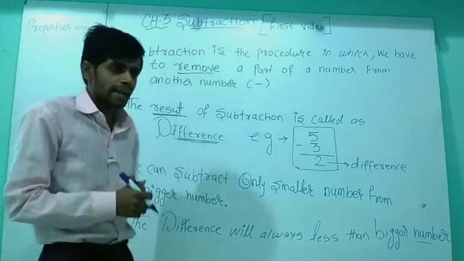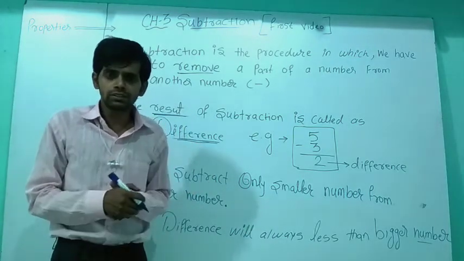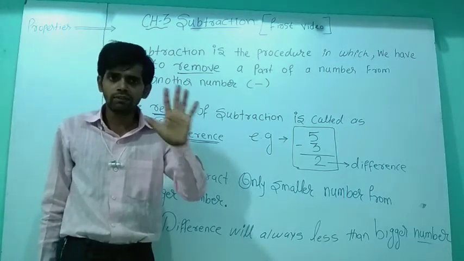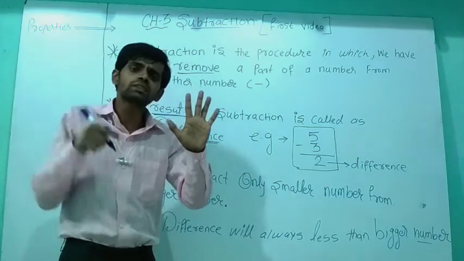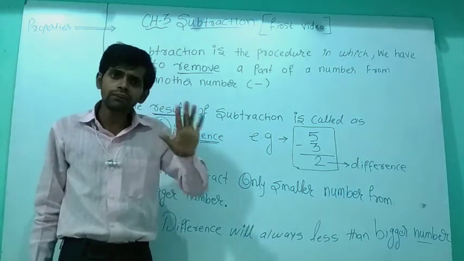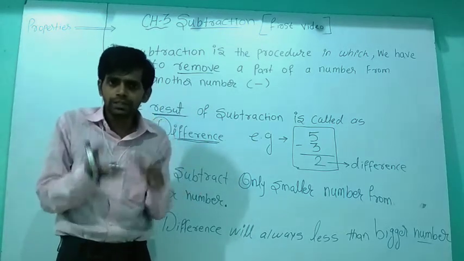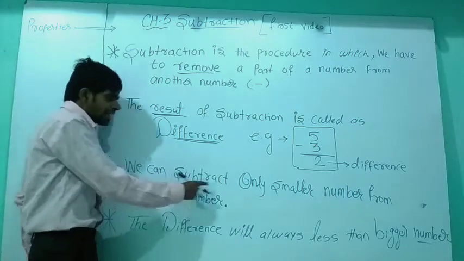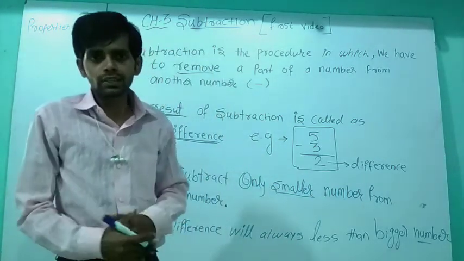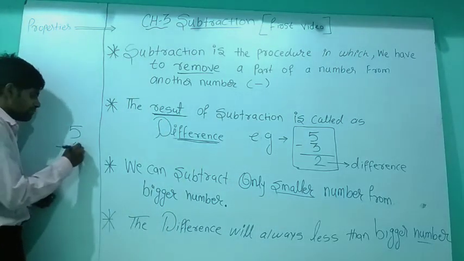But somebody is saying remove 6 fingers. How is it possible? I have 5 fingers in my hand and I want to remove 6 fingers. Is it possible? No, it is not possible because I have 5 fingers. मेरे पास 5 fingers हैं, 5 में से 6 माइनस नहीं कर सकता. That means we can subtract only a smaller number. हम छोटे नंबर को ही बड़े नंबर में से subtract कर सकते हैं. So we can subtract 5 minus 4.